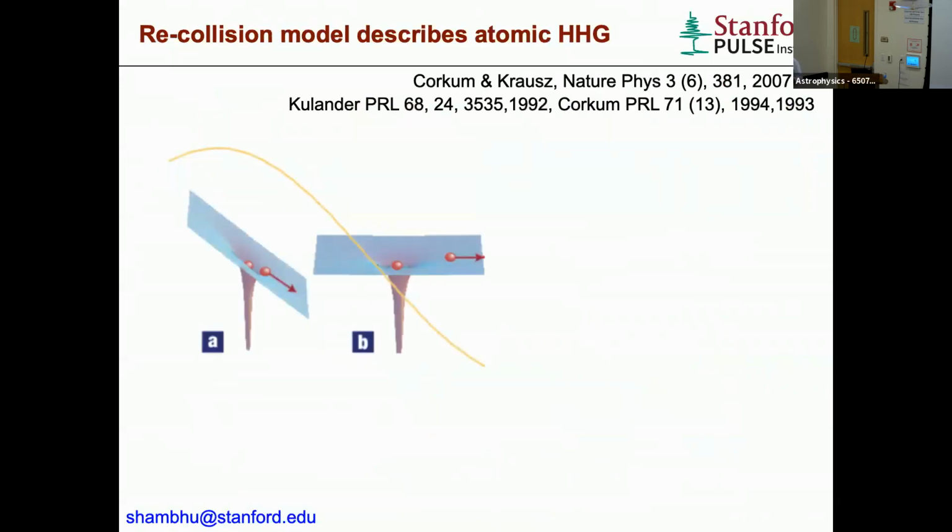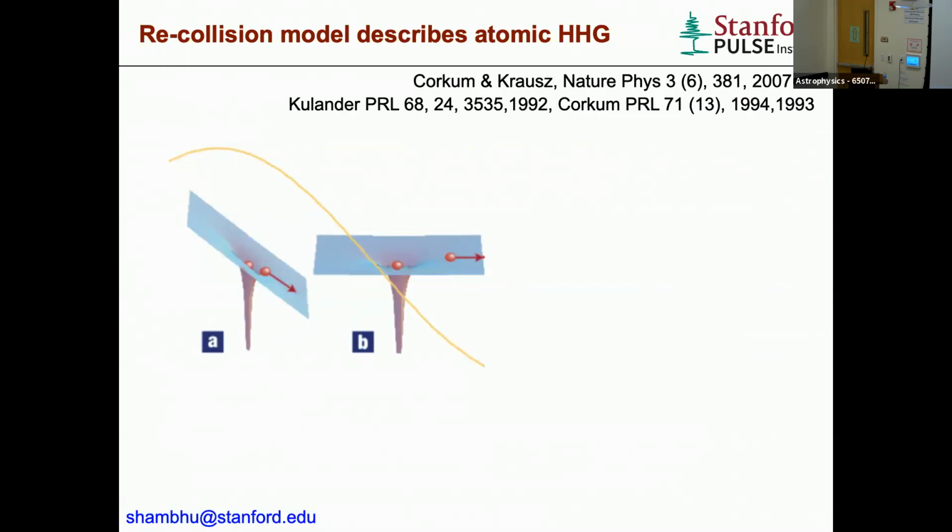This is the gas phase process, the high harmonic generation process, which was understood in the early 90s using this semi-classical three-step model. I will take a couple of minutes to remind you about this. This is the Coulomb potential of the electron that is bound inside an atom. The atom is subjected to a strong laser field. The half cycle of the laser field is shown here.